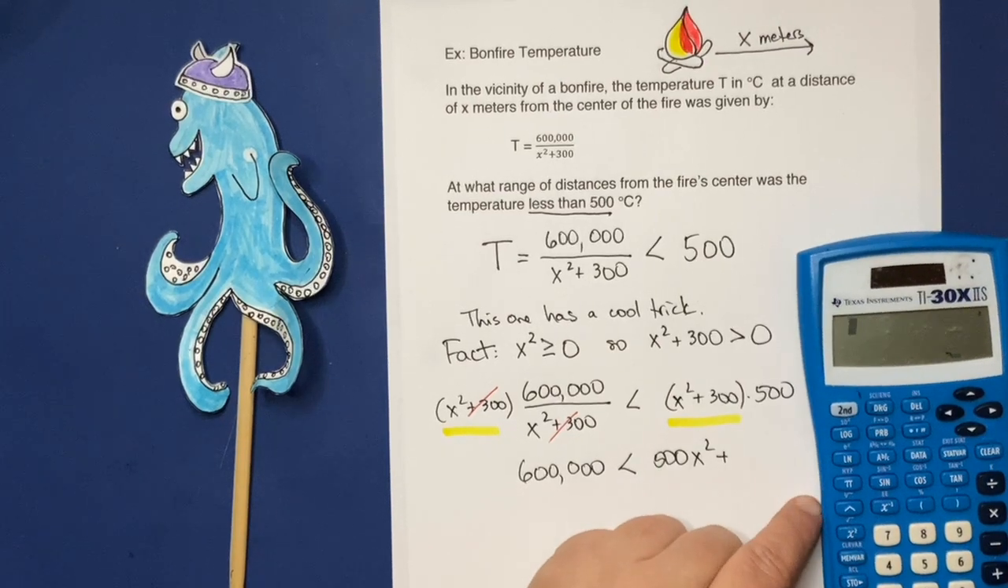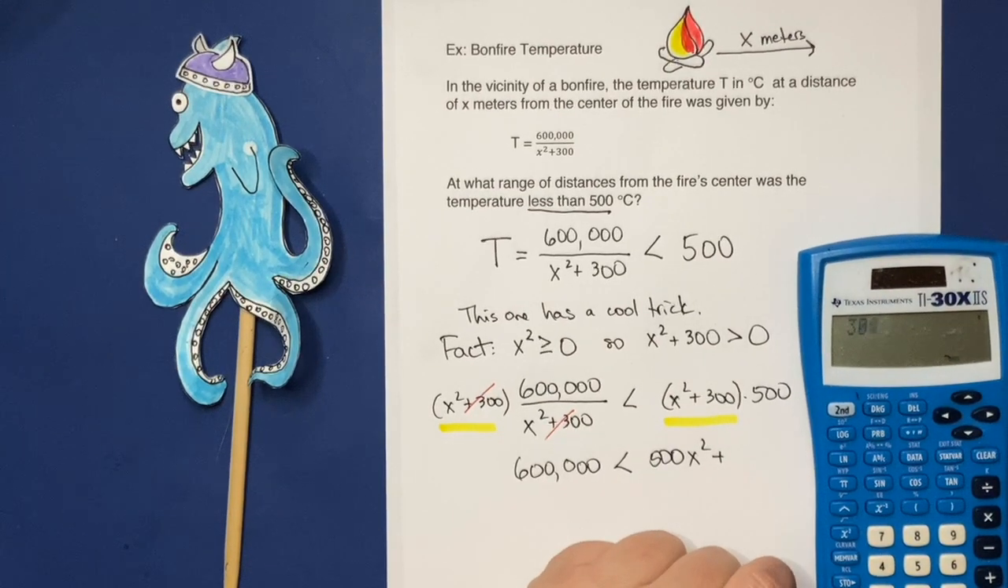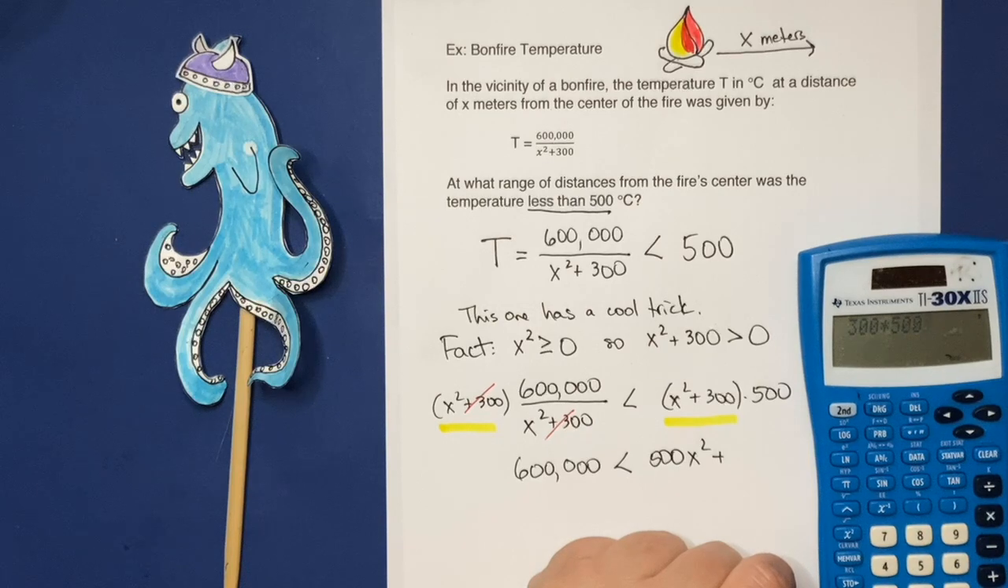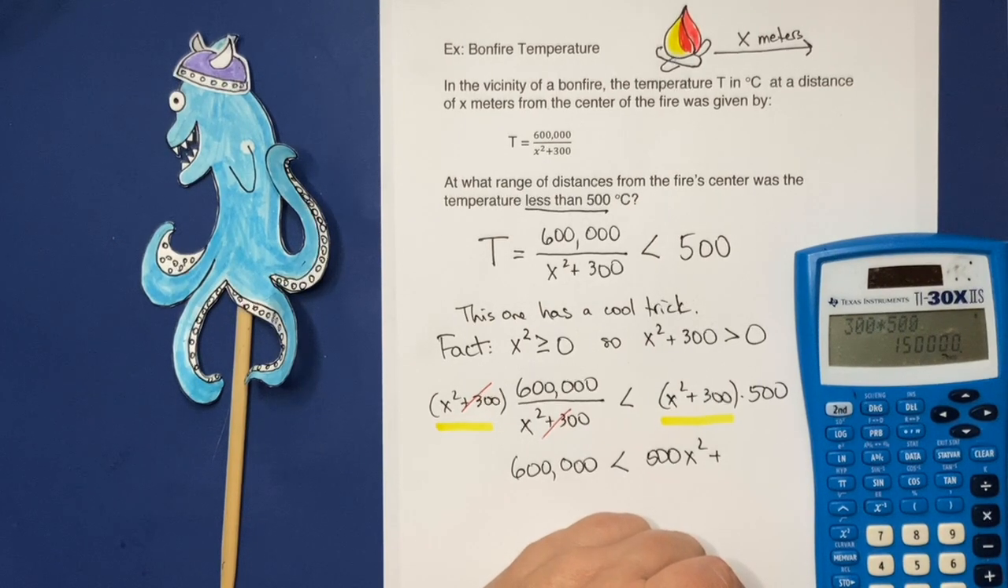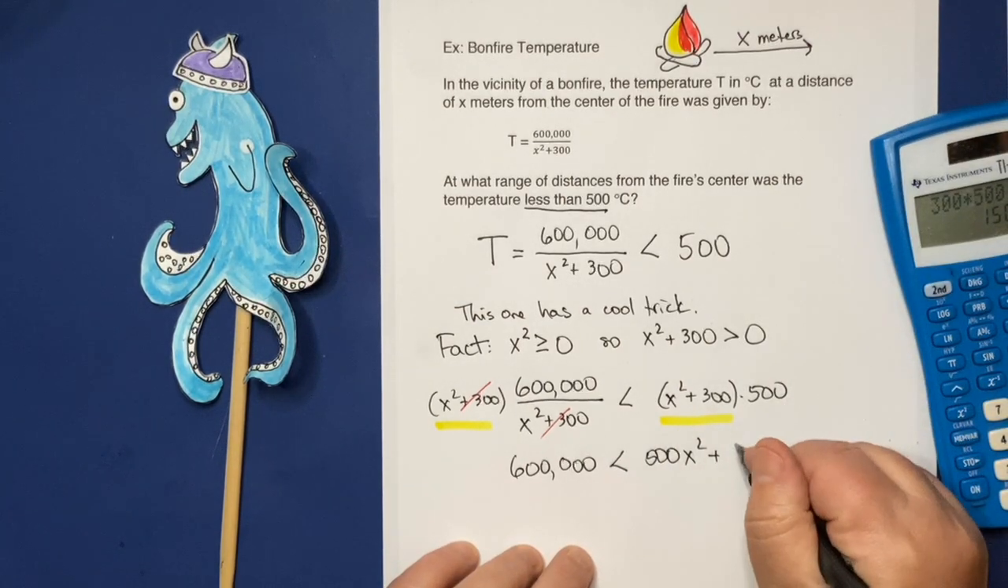And you know, I'm not going to do that in my head. So let's give it a try. Well, maybe you don't know that. It's 15 with a bunch of zeros, right? It's 15 with 4 zeros. So that's 150,000.